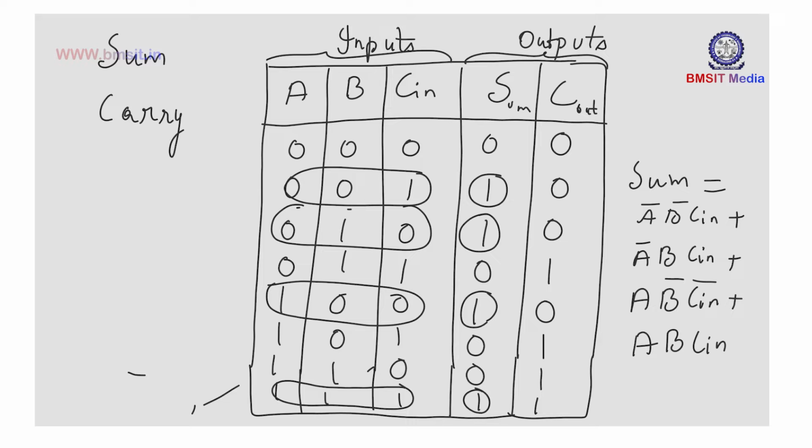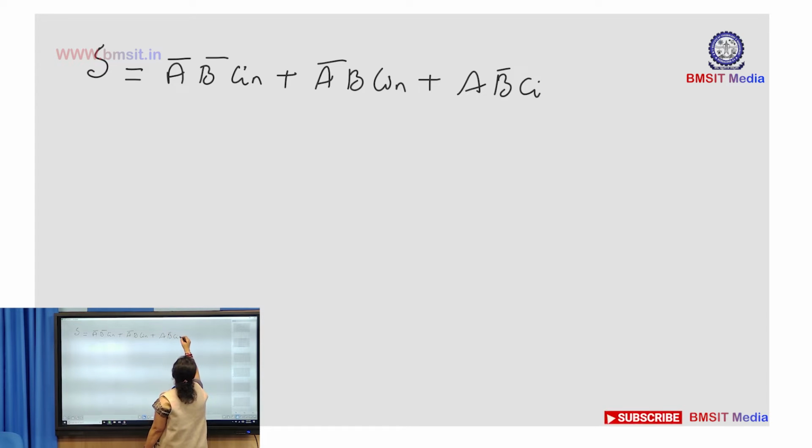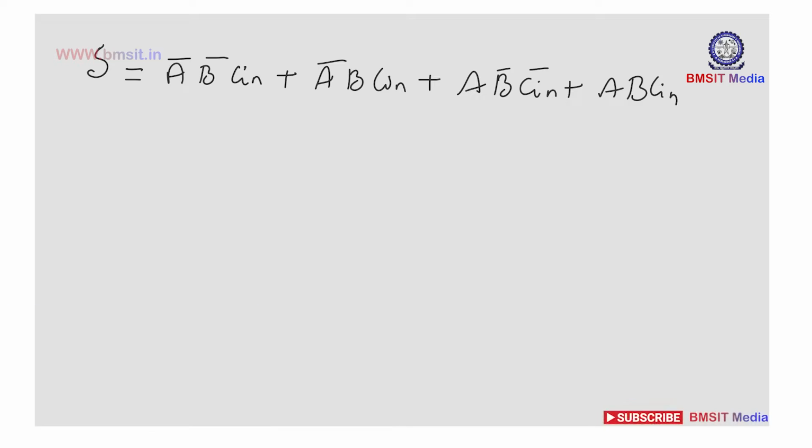Okay, so carry out. So before writing carry out, I will once again recall sum. S is equal to, as I wrote, A bar B bar C in plus A bar B C in plus A B bar C in bar plus A B C. Okay. Now coming to the carry out.